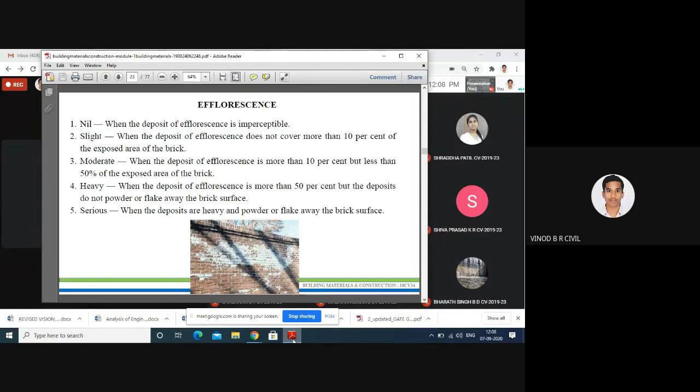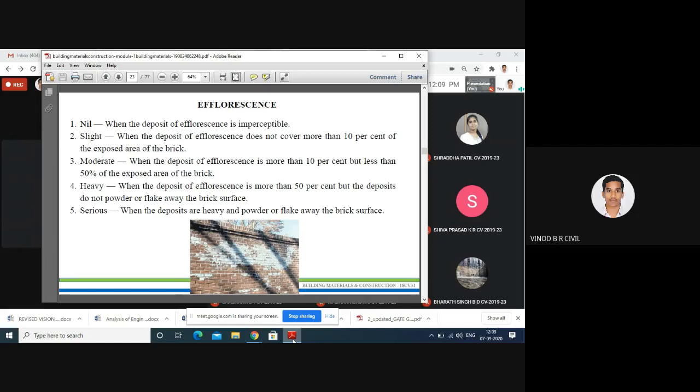If you calculate the length and the width of the brick masonry, for example, the usual floor height is 3.1 meters, and then the width. If you calculate the complete area, and that area is exposed to 10% efflorescence, it is slight.